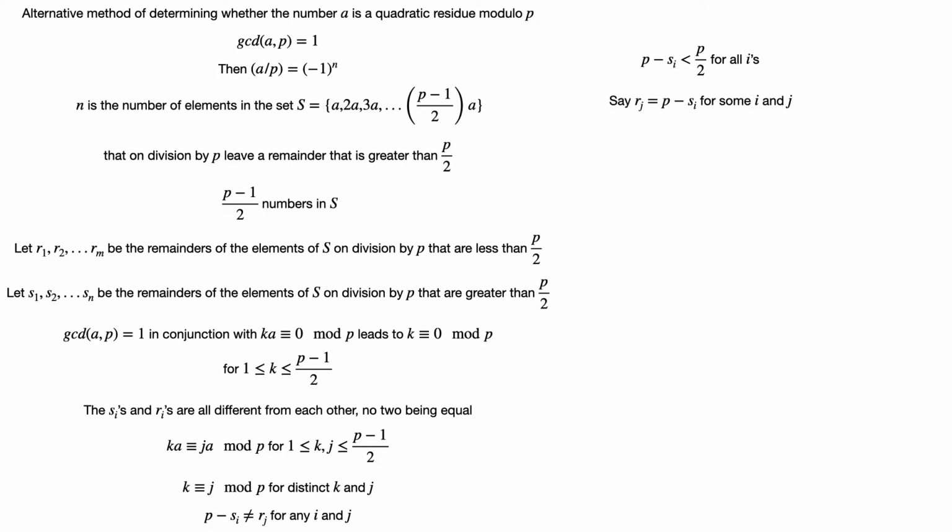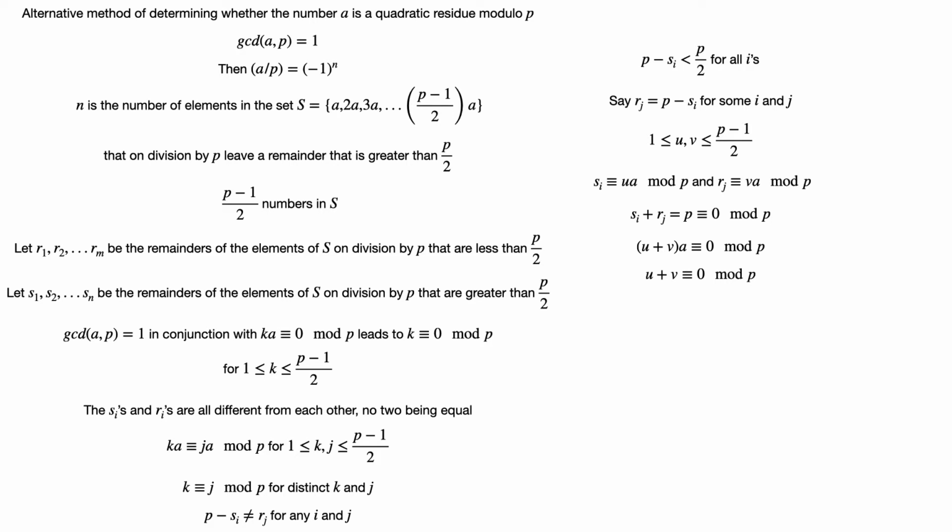Then let u, v between 1 and (p-1)/2 inclusive be the numbers such that si is congruent to ua mod p and rj is congruent to va mod p. We also have that si plus rj, which equals p, is congruent to 0 mod p. Digging deeper, we see that (u plus v) times a is congruent to 0 mod p, leading to u plus v being congruent to 0 mod p, which is impossible as u plus v is strictly greater than 1 and strictly lesser than p minus 1.